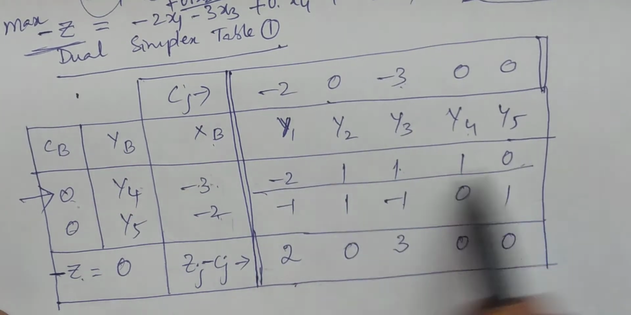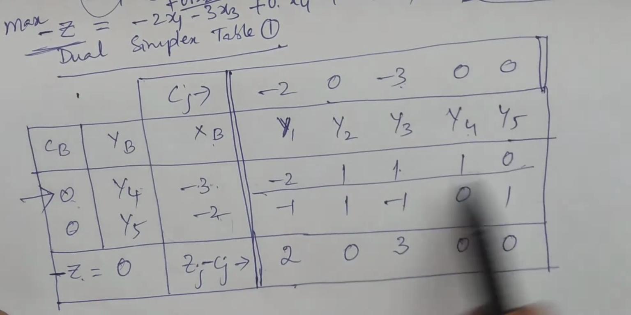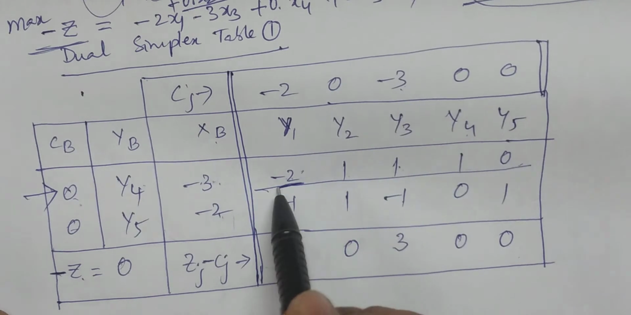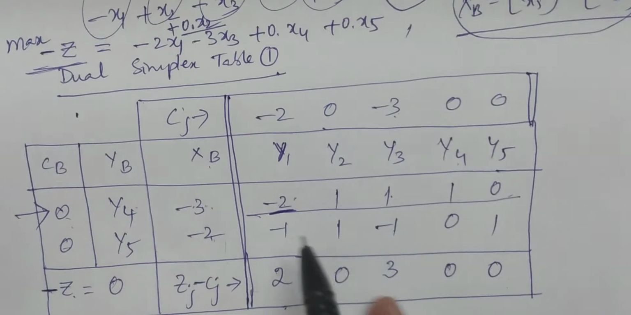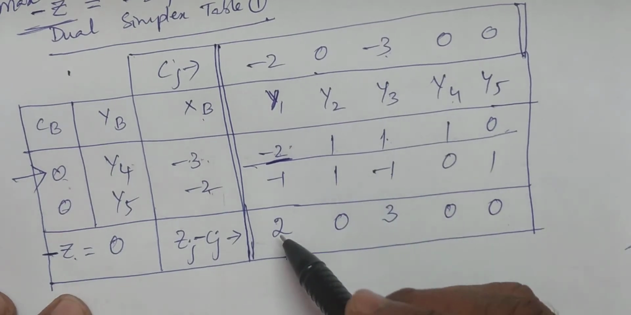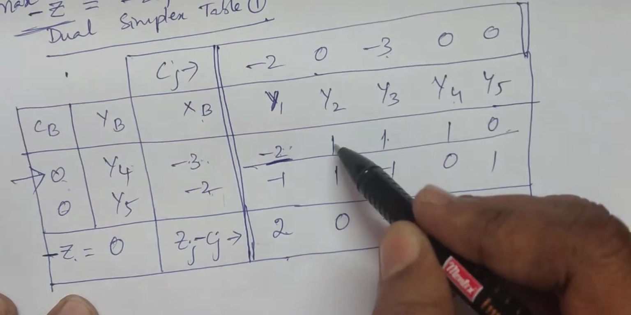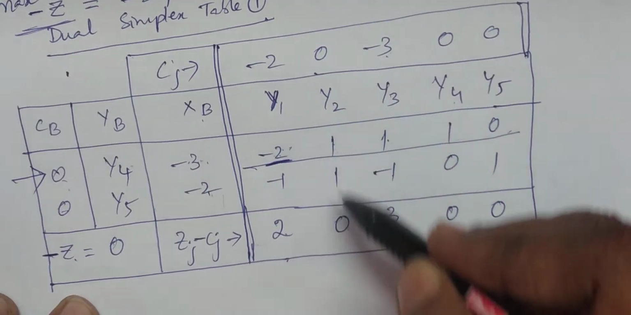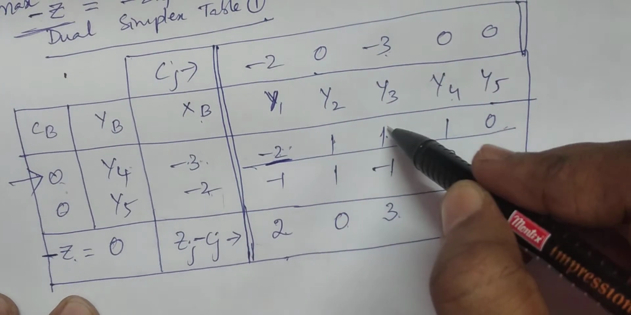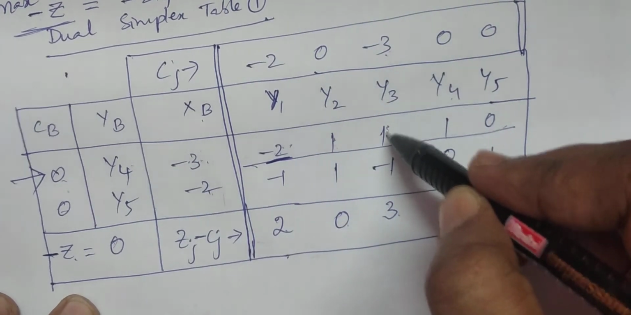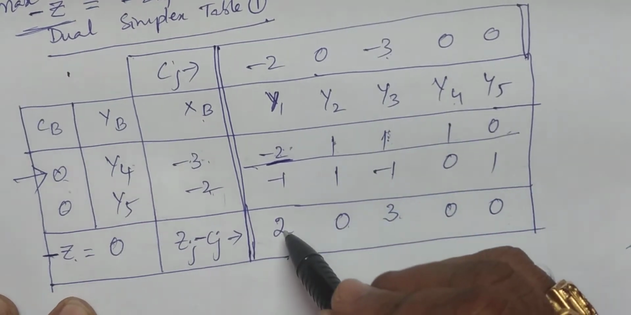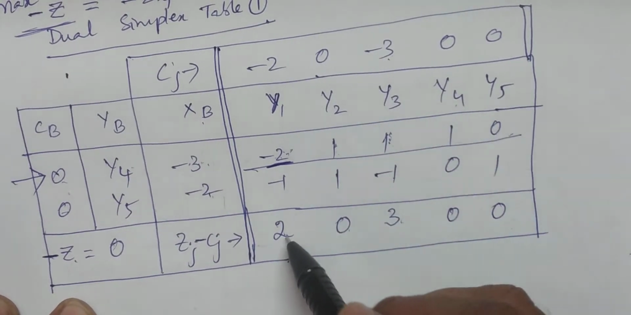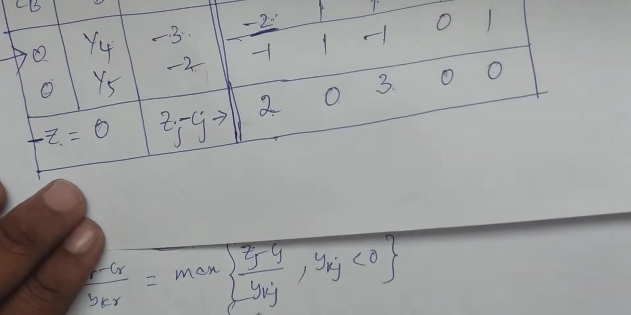How many negative values are here? -2, 1, 1, 1, 0. The negative value is only one, -2. So therefore you consider here zj minus cj. It is calculated in this fashion: 2 divided by -2. If another negative is there, then 0 by negative, 3 by negative, and if you have another negative, then 3 by -1, like that. But here there is only one negative, therefore 2 divided by -2, where 2 is zj minus cj. That is what you have to do here.